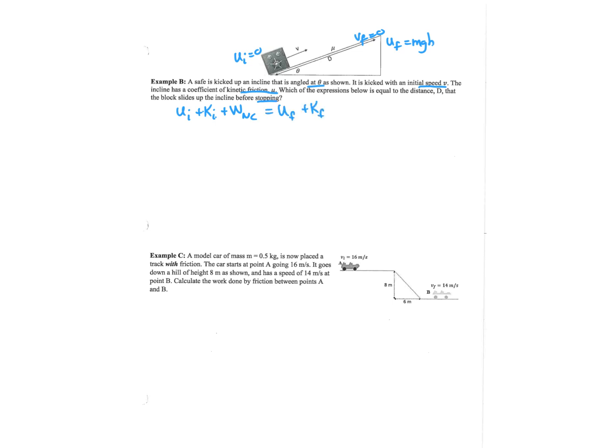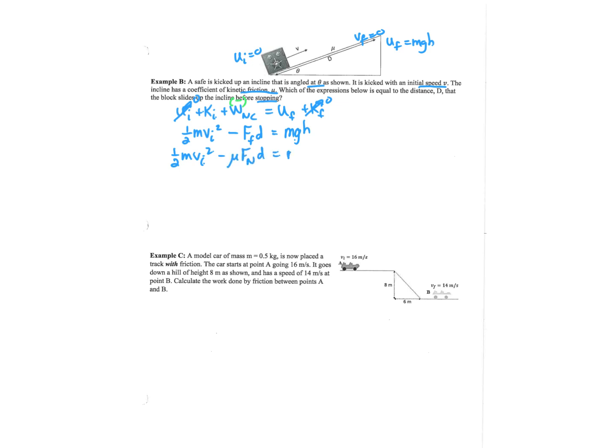Okay? Now let's remember this is friction, so this is going to be negative work. So we can go ahead and include that in. So we said U initial was 0 and K final is 0. So we have 1/2 mv initial squared minus force of friction times the distance equals mgh. Okay, so this now becomes 1/2 mv initial squared minus mu times the normal force.